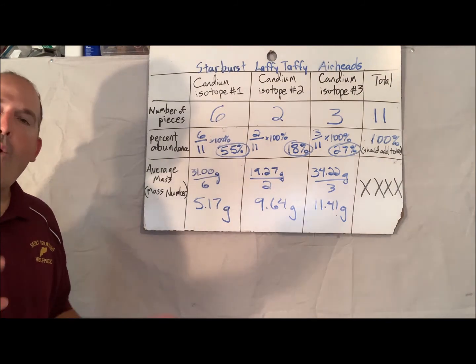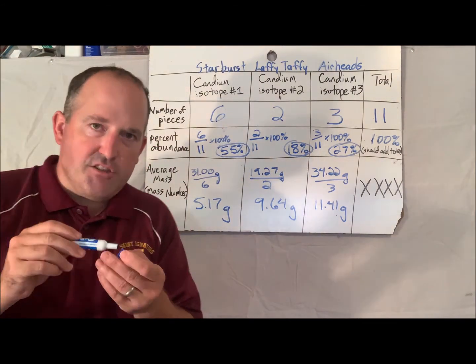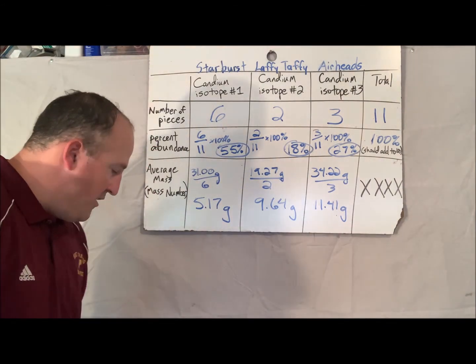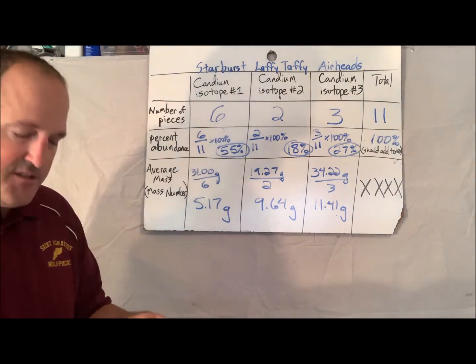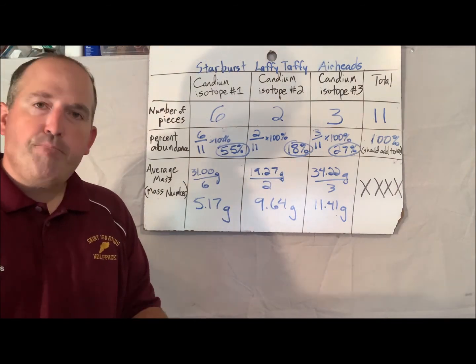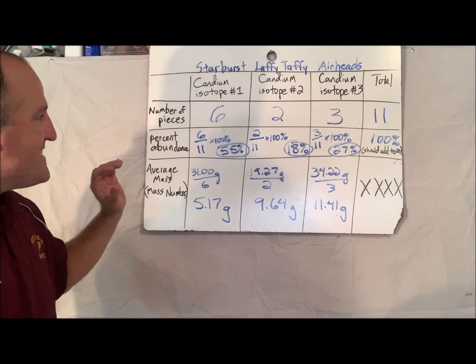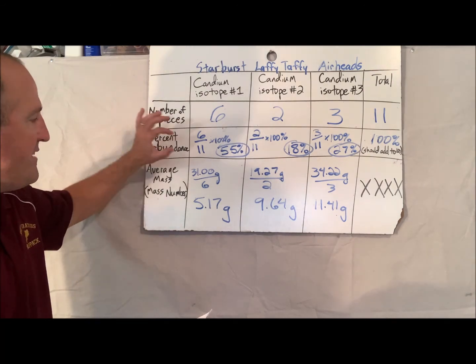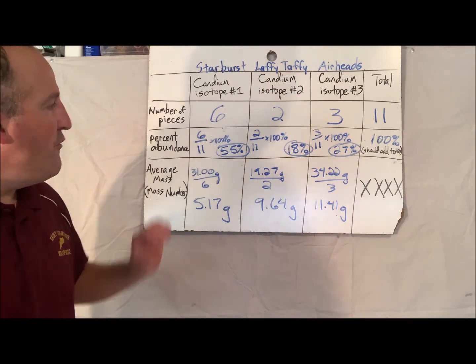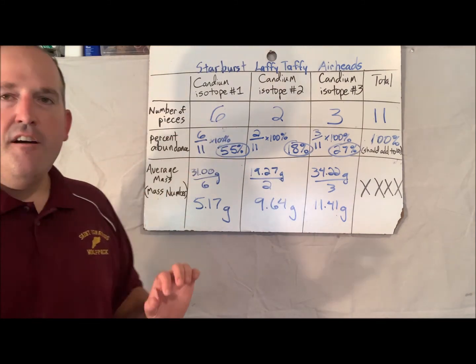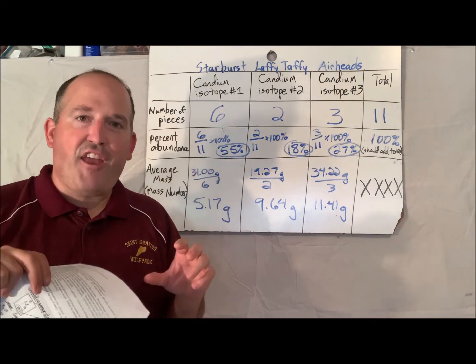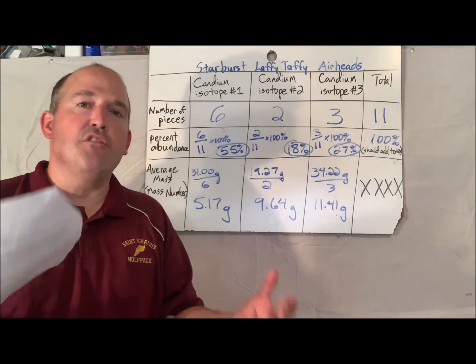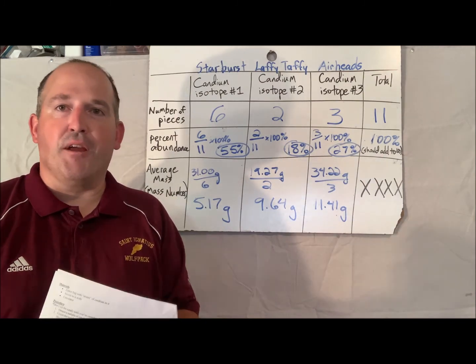Now, we have a completed data table, and this is what I want you to work with when you answer the analysis questions. But I want you to consider that we've got at this point a percent abundance and a mass number for all three types of isotopes of candium. Let's see if we can use that to get the average atomic mass.